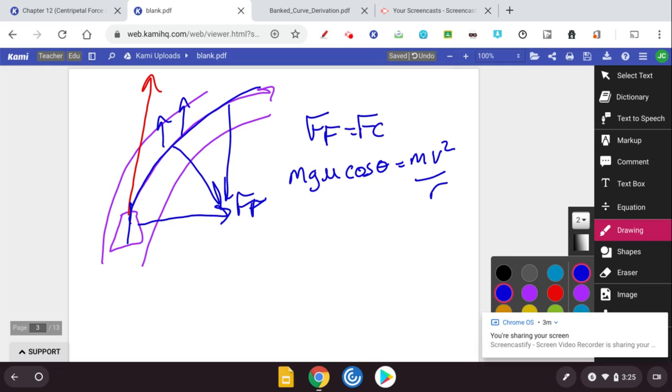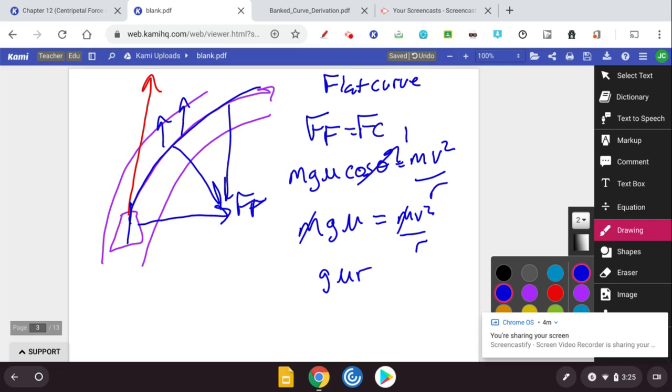Remember that this was for a flat curve. And so for a flat curve, theta would be equal to 0, so the cosine of 0 is 1. So we end up with a simplified equation of mg mu is equal to mv squared over r. The m's cancel out, and we get a very simple g mu r is equal to v squared, or v is equal to the square root of g mu r.